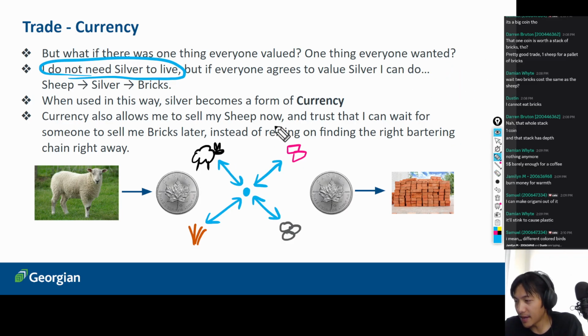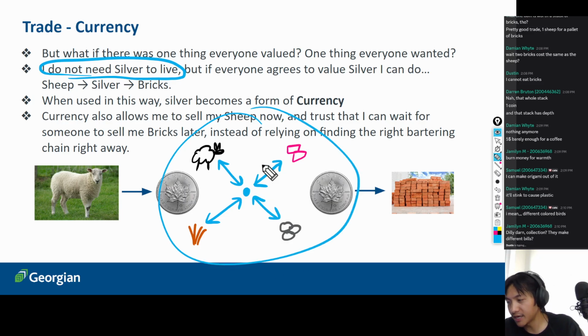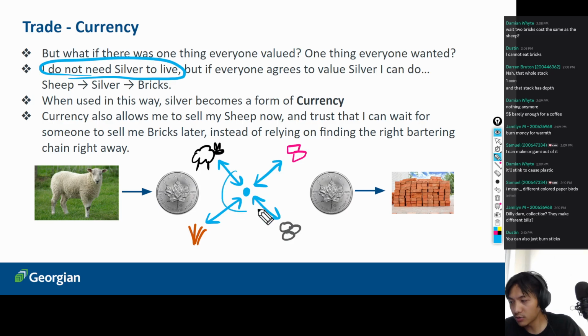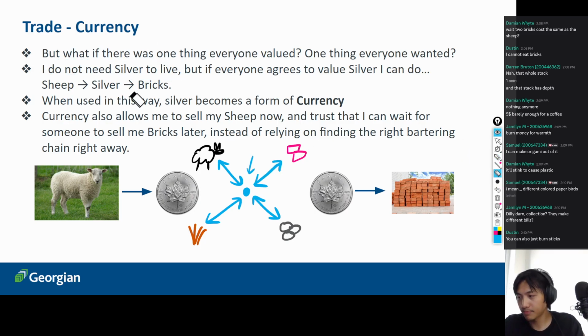right? So what matters is that whatever object it is, whatever thing you're using, is used as this intermediary. It doesn't really matter what it is. Anything can become a currency. So currency allows me to sell my sheep now and then trust in the future that I can find somebody who can give me bricks, right? I don't have to find the chain and whatever.